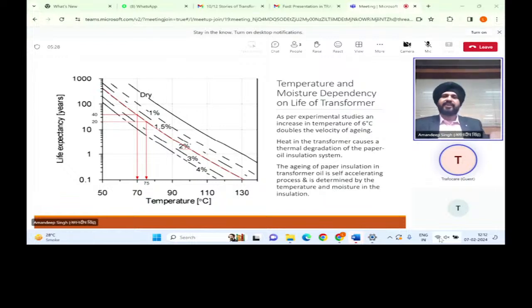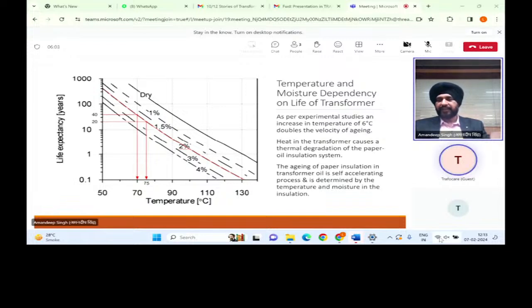So besides this, temperature and moisture dependency on life of transformer is also being studied, where transformer life expectancy is estimated based on the temperature at which it is operating and the moisture present inside the paper. We can use all this mechanism to assess how long our paper can last.